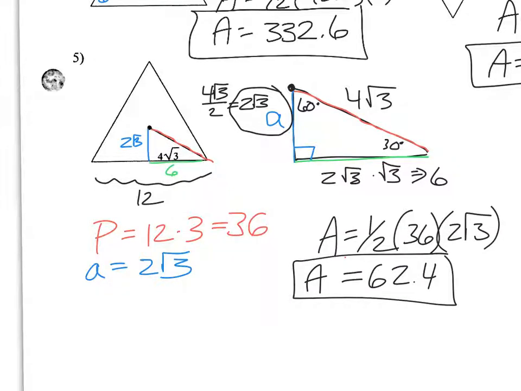Alright, so a little bit more involved here. Got a reference going back to our 30, 60, 90 triangles to help us find those, but once you can get it, then it's just a matter of plugging into the formula.